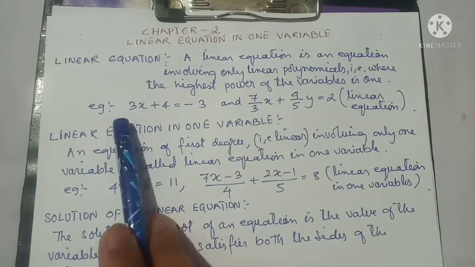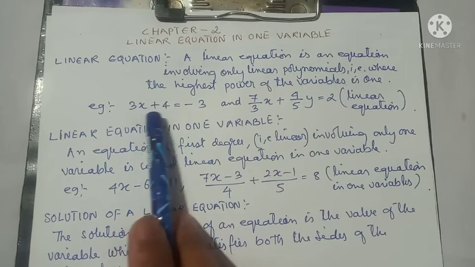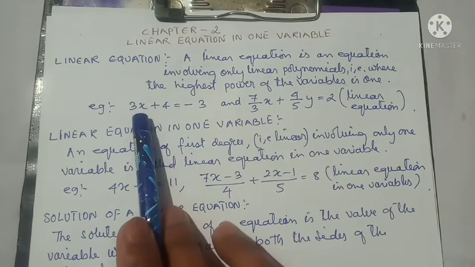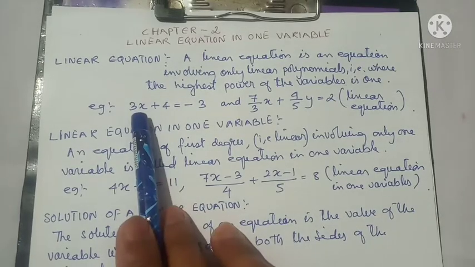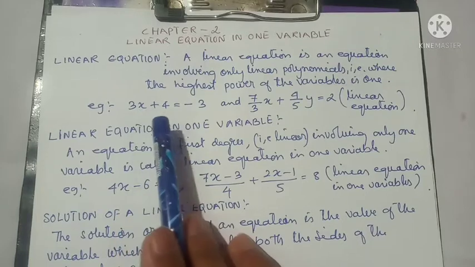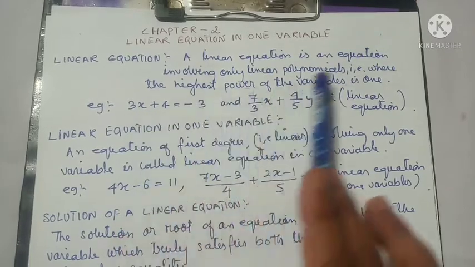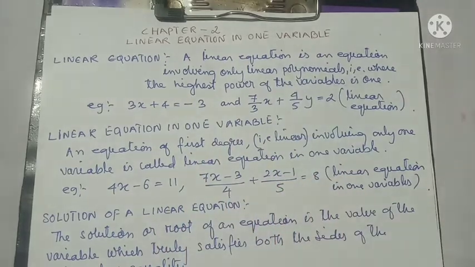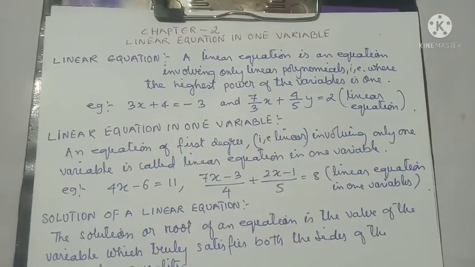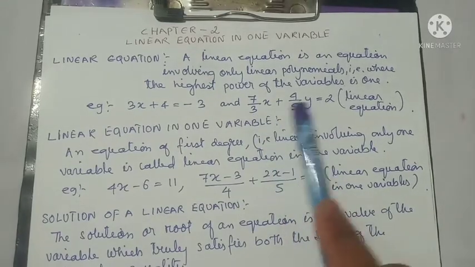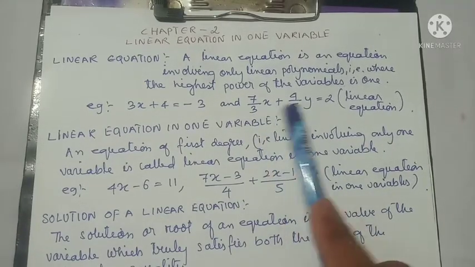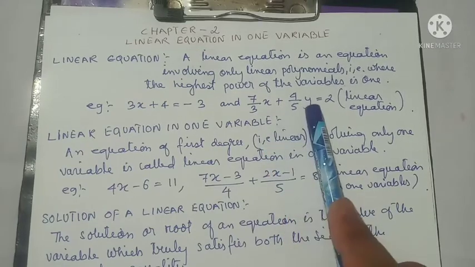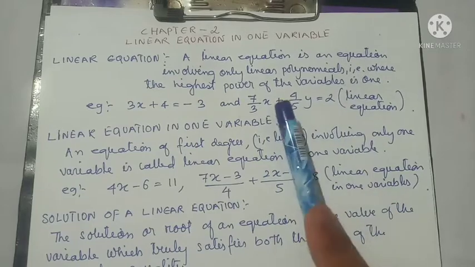In the example, we have 3x. Here there is a constant, and in the right hand side also a constant, and in the left hand side is the variable. The power of the variable is what? The power of the variable is 1. So we call it a linear equation, where the highest power of the variable is 1. Here in this case there are two variables, we can say this is a linear equation in two variables, but their powers are 1. That is why they are also linear equations.